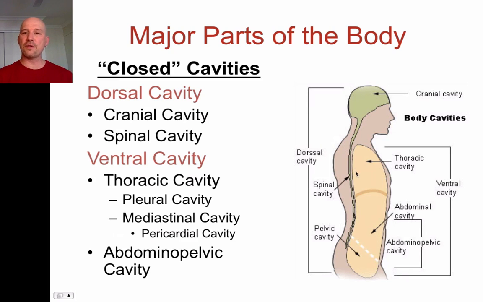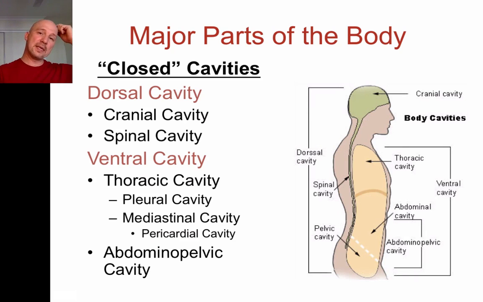The ventral cavity has the thoracic cavity, and the thoracic cavity actually has several parts to it. So there's two lungs on either side that sit in pleural cavities, and then between the lungs we have the mediastinal cavity, and within the mediastinal cavity is the pericardial sac, the pericardial cavity. And then below that we have the abdominal cavity, and there's also the pelvic cavity. In reality, these are continuous. There isn't anything structurally that separates these two, so they're usually just referred to as the abdominal pelvic cavity. This is the biggest cavity in the body, and the abdominal pelvic cavity is important in trauma, because if people are bleeding into their body, there's only so much space for blood to go.